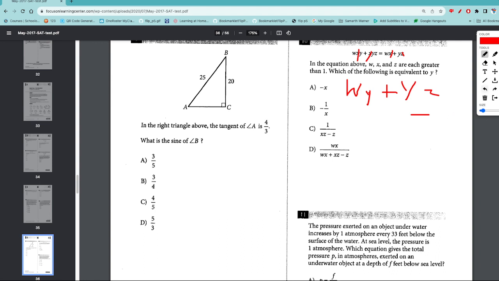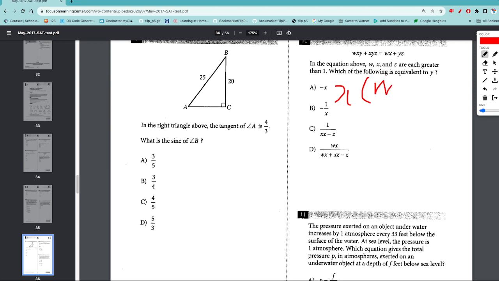Wait, hold up. They all don't have x to do that. No, so we can't do that. We can take an x common though. We can do that for sure here. So we get the... why don't we take the w and the y common? Or actually, let me first figure it out. Hold up.